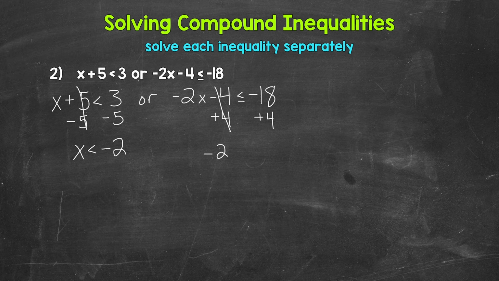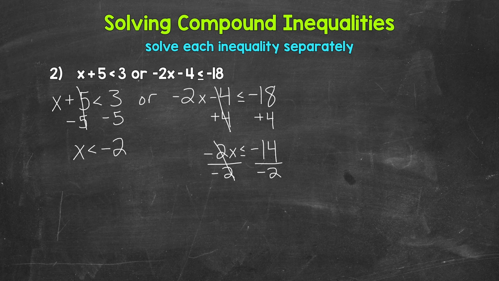We have negative 2x is less than or equal to. And then on the right, negative 18 plus 4 gives us negative 14. So now we have negative 2x is less than or equal to negative 14. Let's undo that multiplication with the inverse operation, division. So we need to divide the left side by negative 2. That means we need to divide the right side by negative 2 as well. And remember, when we divide or multiply both sides of an inequality by a negative, the inequality symbol flips.